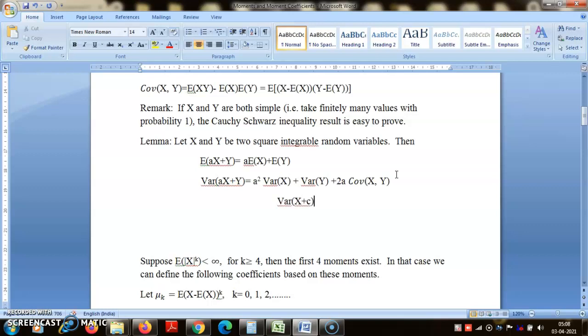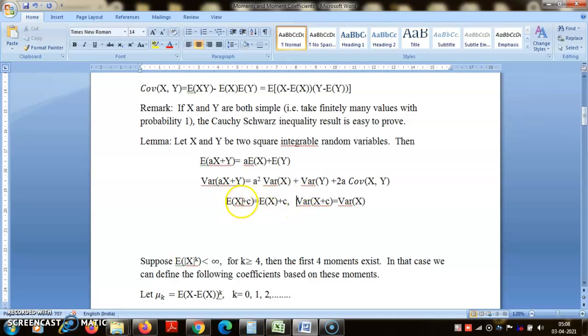So you can figure out that this is equal to the variance of x. So there is no effect of change of origin. This is simple. Expectation of x plus c is equal to expectation of x plus c. How am I getting this?